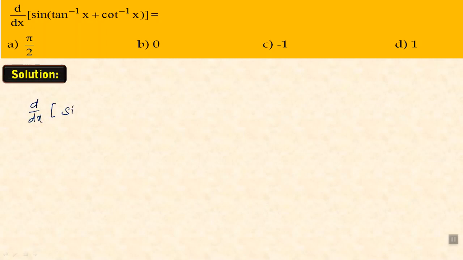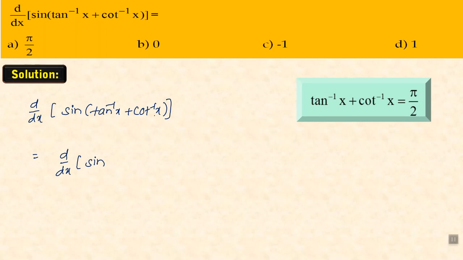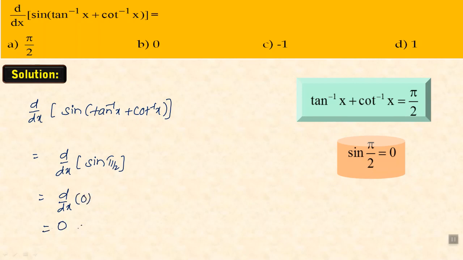sine of tan inverse x plus cot inverse x is equals to d by dx of sine of, we know that tan inverse of x plus cot inverse x is equals to pi by 2. This is equals to d by dx of, we know that the value of sine pi by 2 is equals to 1. This is equals to d by dx of 1 is 0. Therefore, the answer is option B.